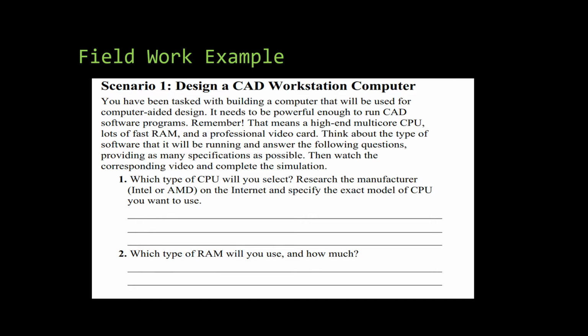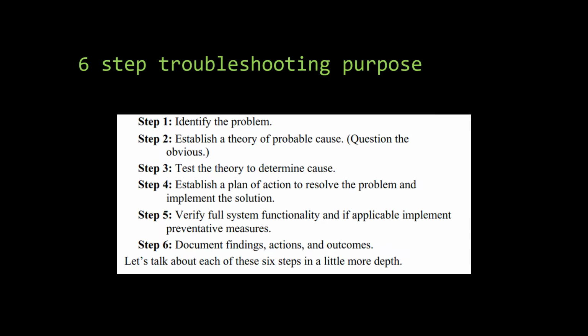So which type of CPU will you select? Research the manufacturer, Intel or AMD. You will always be debating whether Intel is better because it's more expensive, or AMD is better because of its somewhat lesser cost compared to Intel. Research on the internet, and specify an exact model of CPU you want to use. Which type of RAM will you use and how much?